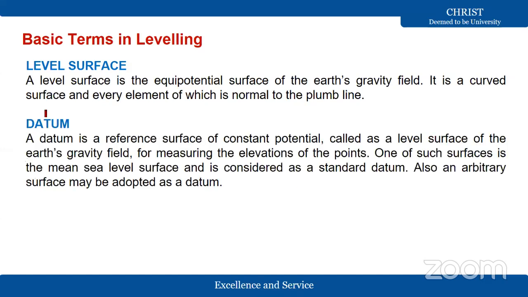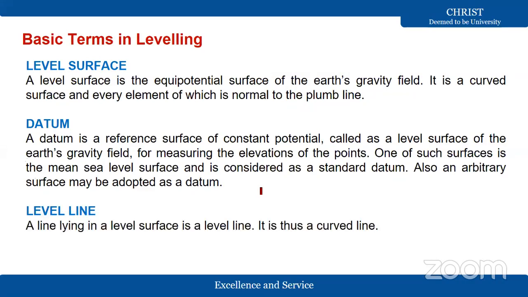Then datum means a reference surface of constant potential, a level surface of the Earth's gravity field. Datum means we take the mean sea level as a datum for measuring the elevations of the points. The mean sea level surface is considered a standard datum, and other surfaces may also be adopted as a datum. For local construction surveys, we can take an arbitrary datum. Arbitrary datum means any chimney or tall permanent object you can fix as a datum, and you can take its elevation as about 100 meters. From that 100 meters, you are going to carry out the work. I will explain in the meanwhile.